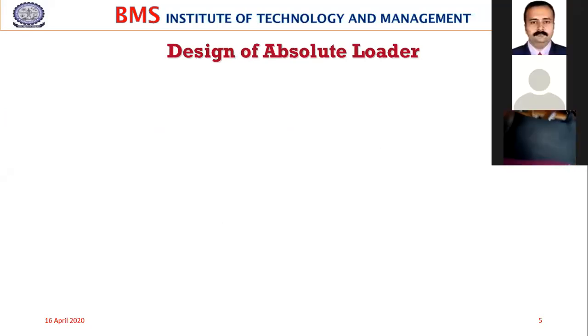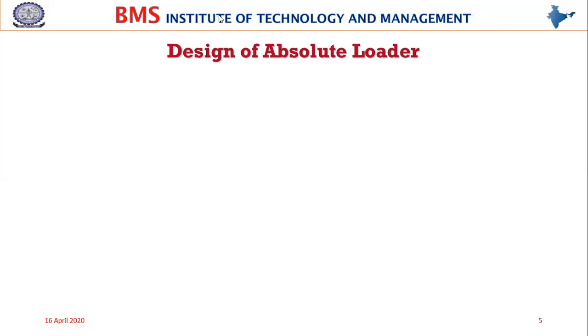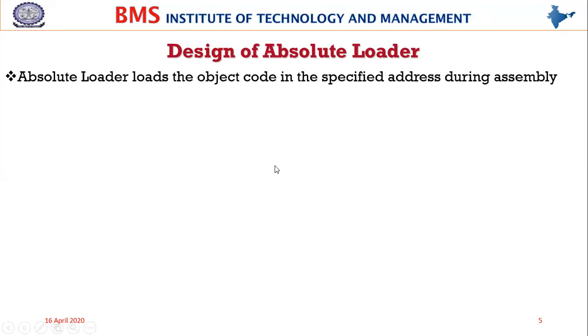Okay, we shall start with what we call the design of the absolute loader. Two things we need to see: absolute loaders and relative loaders. Absolute loaders are a bit different from relative loaders. What is the difference? We'll see. The absolute loader loads the object code at the specified address during assembly. Here this term, specified address, is mandatory.